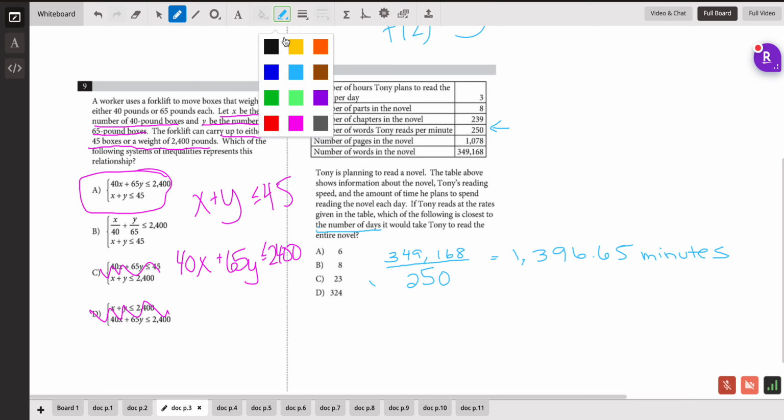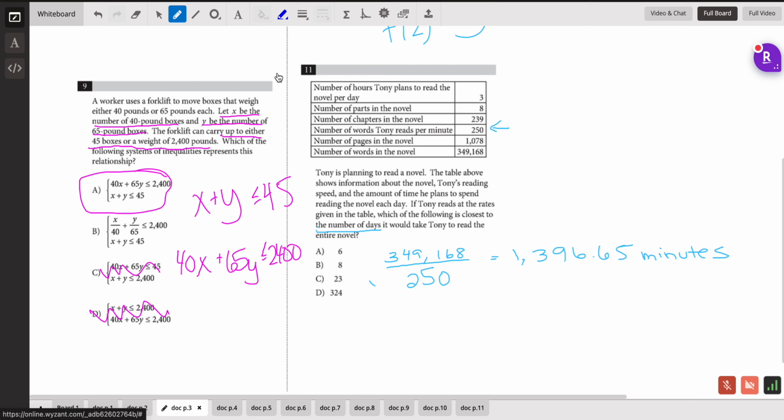Okay, now that we have how many minutes, we can then convert that to hours. So if I have 1,396.65 minutes, I'm going to divide that by 60, and that's going to give me 23.27 hours.